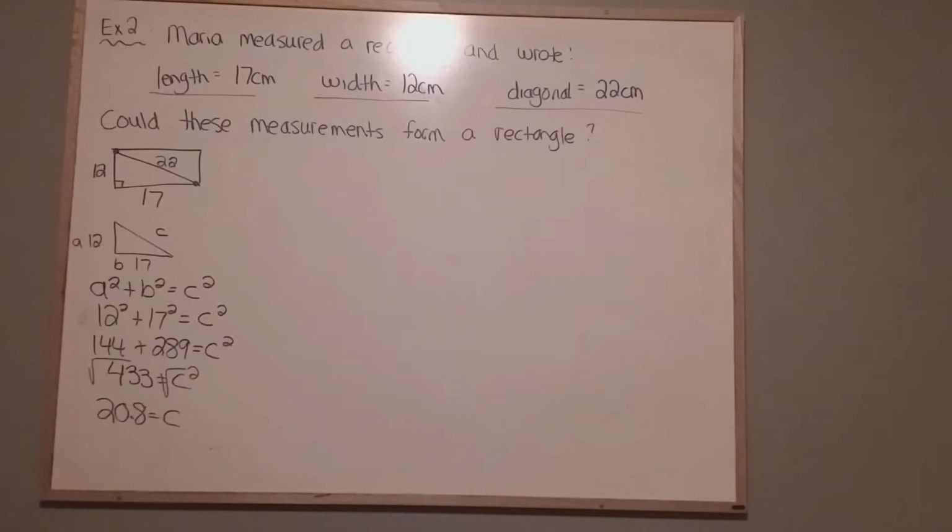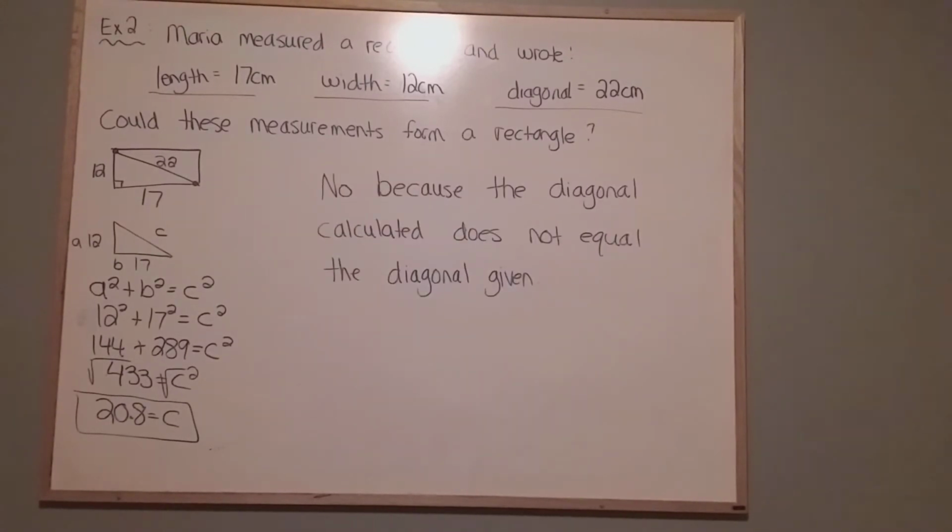So when I calculated the diagonal, we got 20.8. They're telling me that the diagonal for this rectangle is 22 centimeters. So we know this is not correct, because in order for this to be a rectangle, the diagonal I calculated and the diagonal they gave us should have been the same. So we can summarize and say no, because the diagonal calculated does not equal the diagonal given. So these are not the measurements of a rectangle.